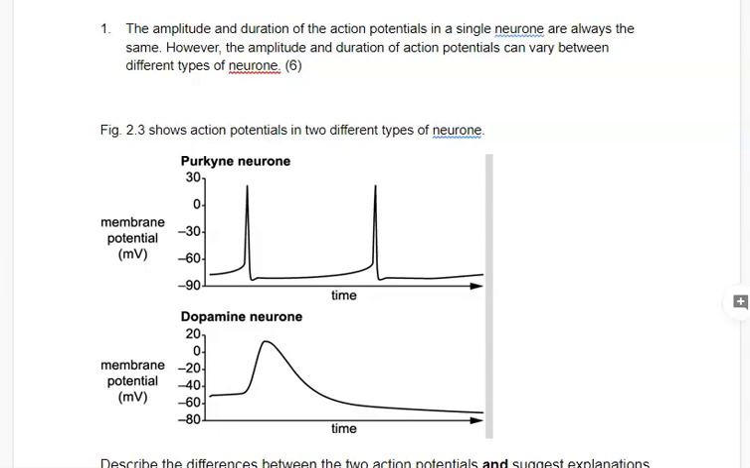Okay, so I'm going to go through the questions that I asked you to complete. So question 1, it says the amplitude, that's the height, and the duration, that's the length, of the action potentials in a single neuron are always the same. However, the amplitude and duration of action potentials can vary between different types of neuron. So this is worth 6 marks.